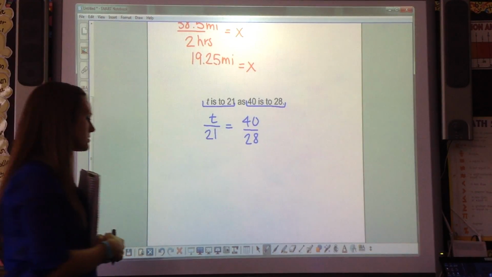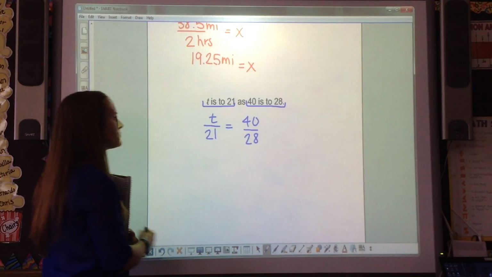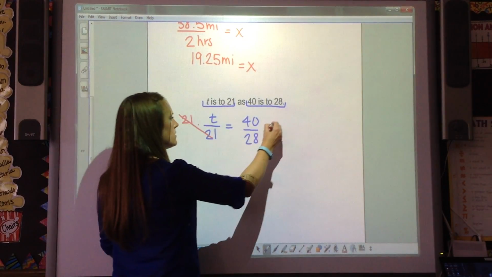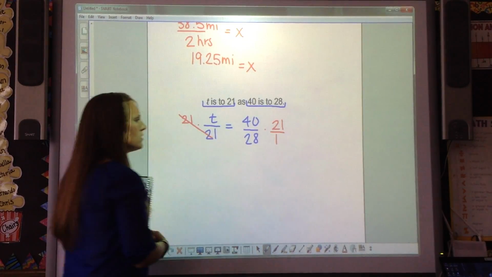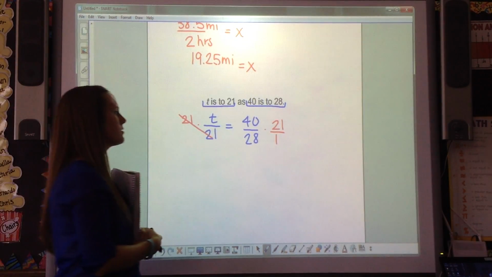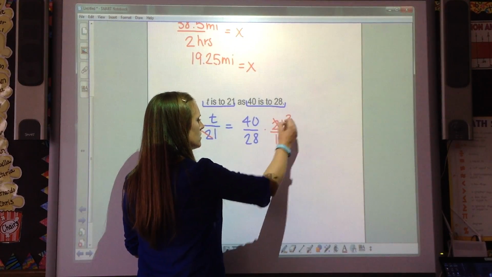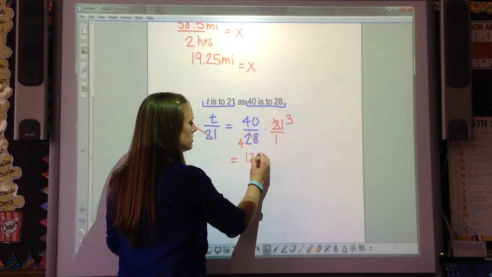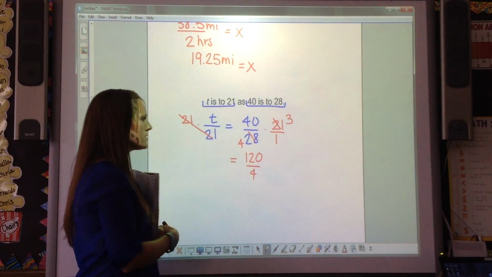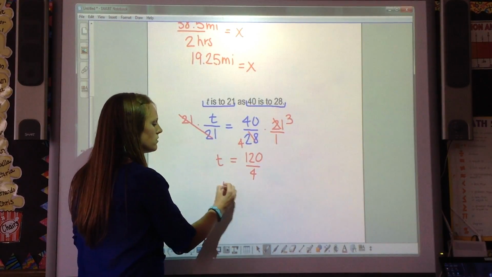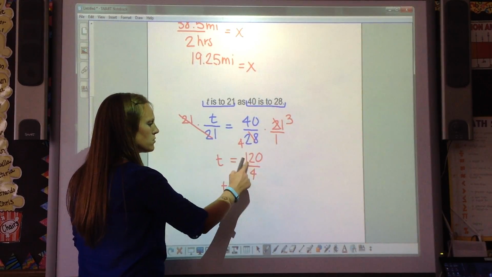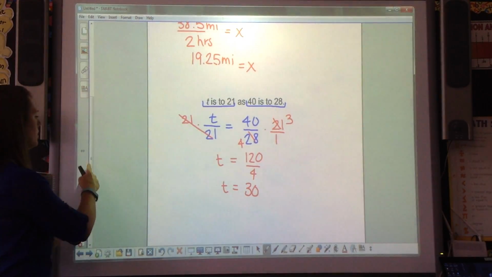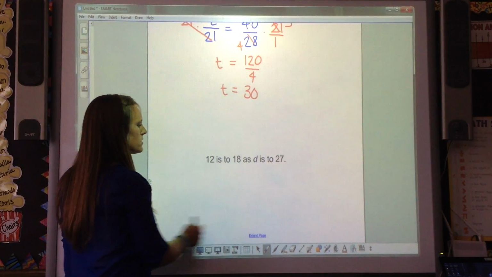You're going to use algebra to solve these. They're dividing, so I'm going to multiply. You can cross reduce by taking 7 out of both of these. So 40 times 3 is 120. I can simplify this side even further. 12 divided by 4 is 3, so 120 divided by 4 must be 30. Go ahead and try this last one. Go ahead and write this down in your notes and try it.